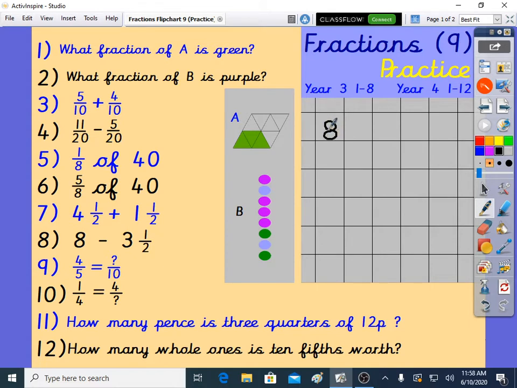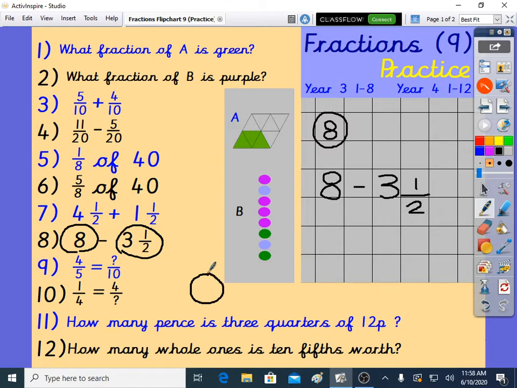Question 8 is actually a whole number, 8, take away a mixed number, 3.5. That's new because it's a whole number take away a mixed number. 8 take away 3.5. I wonder what the best way to do this one is. I might draw this one, I think.